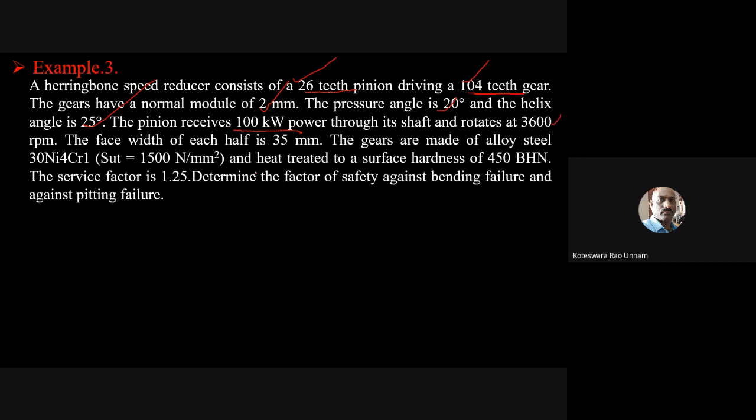Power to be transmitted is 100 kilowatts. The face width of each half is 35. You can see here only the half value has been given for face width, 35 mm, because we need to design for half of the power. Since it is a herringbone gear, you have to consider half of the face width.